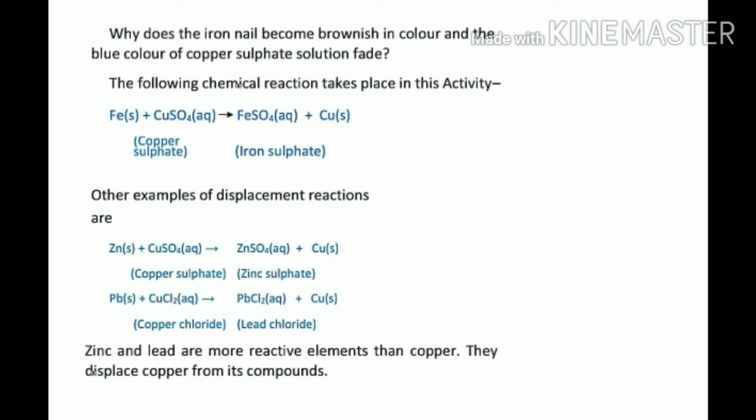Other examples of the displacement reaction are zinc plus copper sulfate gives zinc sulfate plus copper, and lead plus copper chloride gives lead chloride and copper. In these two reactions, we have seen that zinc and lead are more reactive than copper. That's why they have displaced the copper from its compound. So in a displacement reaction, the more reactive element will displace the less reactive element from a compound.